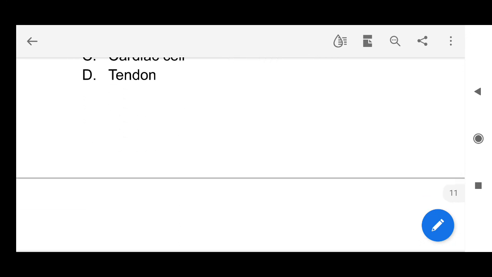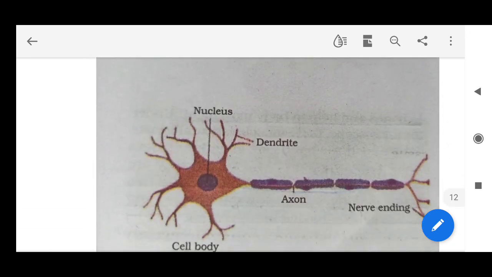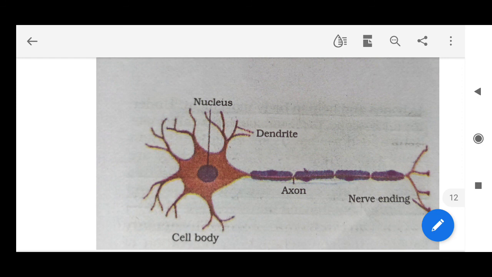The structure of a neuron is given here for your reference. So see here, it's a typical neuron or nerve cell. It consists of a nucleus, dendrites, axon and nerve endings. So these neurons carry messages in the form of electrical impulses.